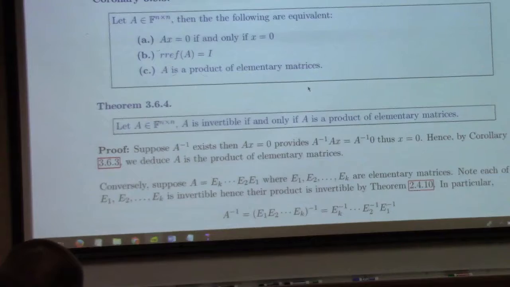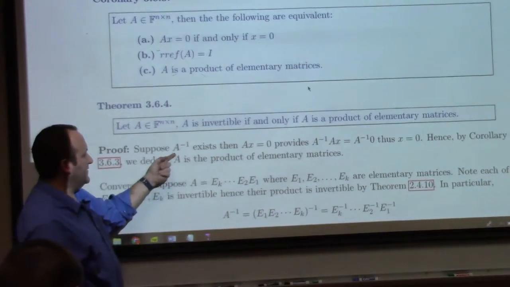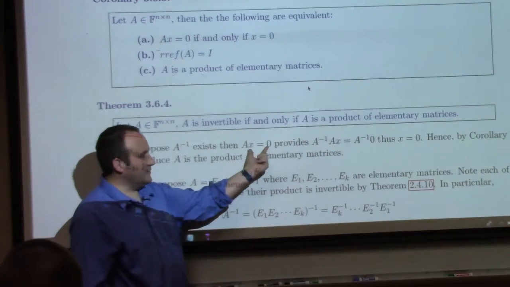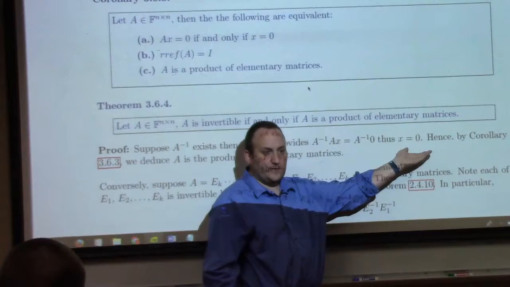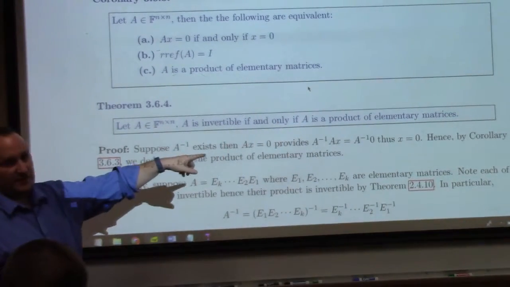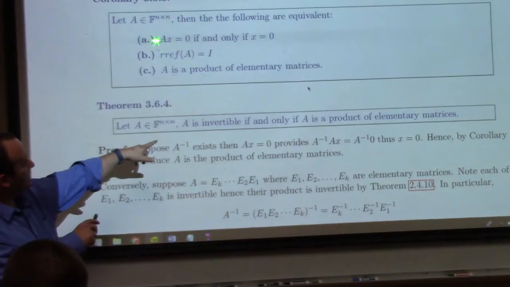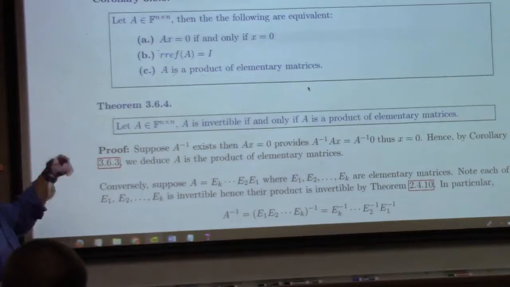I'm not sure. Well, I guess the forward direction is simple. If A inverse exists, then you hit AX equal to 0 with A inverse on both sides, and out you get X equal to 0. That's the only solution. Bam. Because once we know that X equals 0 is the only solution, then we know by this up here, oh, A is a product of elementary matrices. Woohoo! How about the other direction?